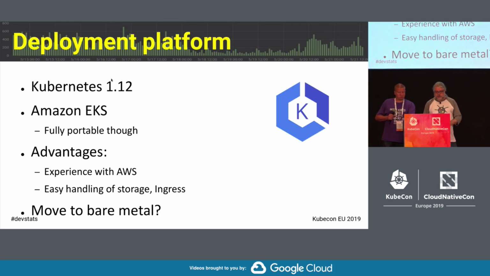So, the deployment platform that we're on top of right now is Kubernetes 1.12, because we're on EKS, and that's what EKS has. It's designed to be fully portable though, because we don't necessarily want to be tied to a specific cloud. The main reason for doing EKS was familiarity with AWS otherwise. We also had a bunch of free EKS credits that did come into that.